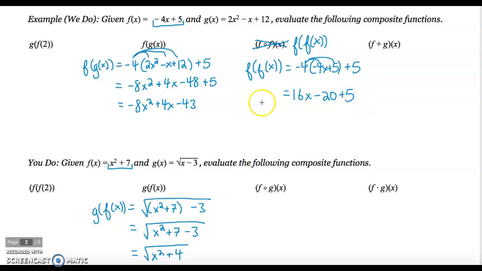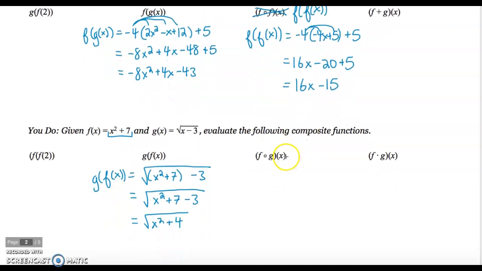All right, I've got no more parentheses to deal with, but I do have some like terms I can combine, a -20 and a 5. So 16x, nothing happens with that. Minus 20 plus 5 gives me negative 15. Can I simplify any more? I have no parentheses and I have no like terms I can combine.